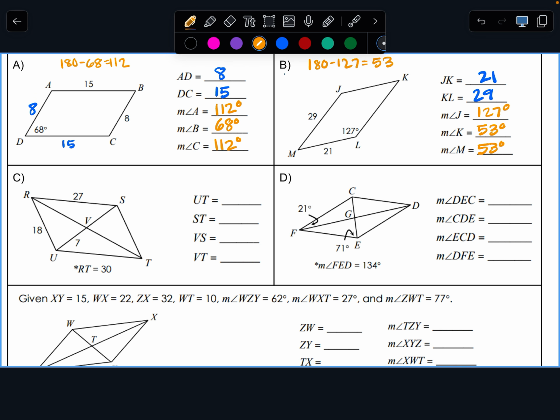Okay, let's go through some examples where we have to find the length of diagonals. So UT is 27. ST is 18. We're given UV, so we know that VS is also 7. We're given that RT is 30, so VT is half of that, 15.